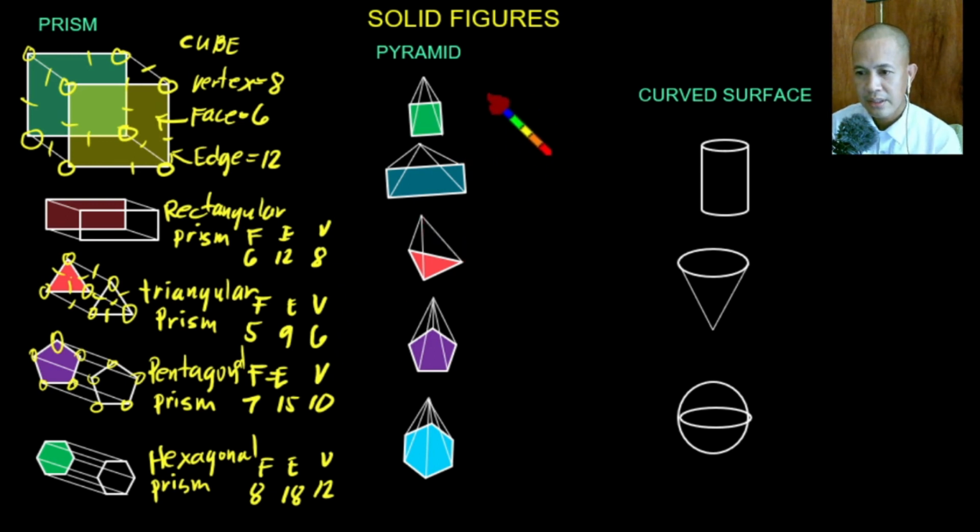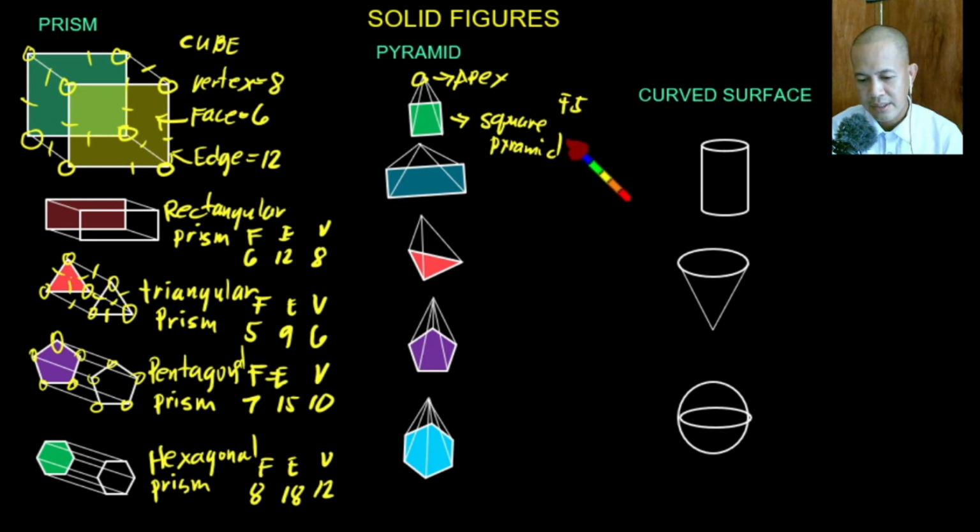So a pyramid is a solid figure with base. A pyramid is named according to its base. The top part of a pyramid is called your apex. Okay, so the first figure in our pyramid is called square pyramid. So a square pyramid has 5 faces. We have 5 vertices. Okay, and then we have 8 edges. So that is a square pyramid.